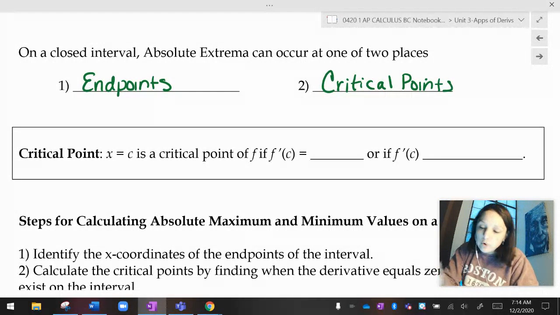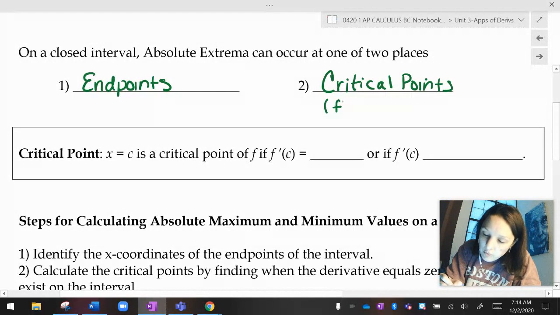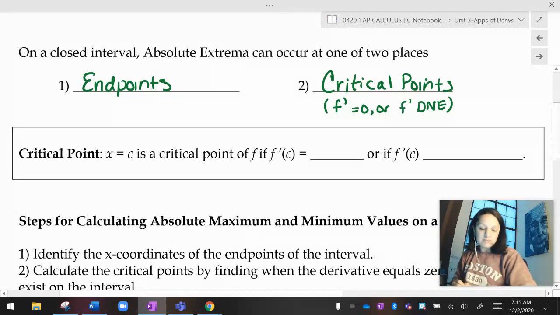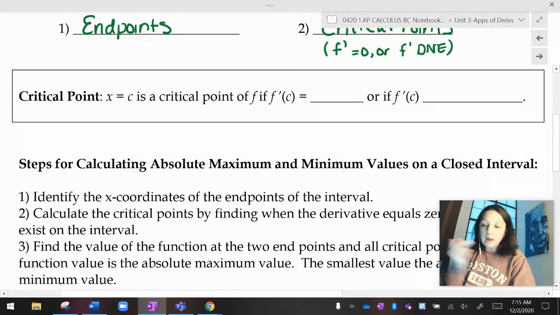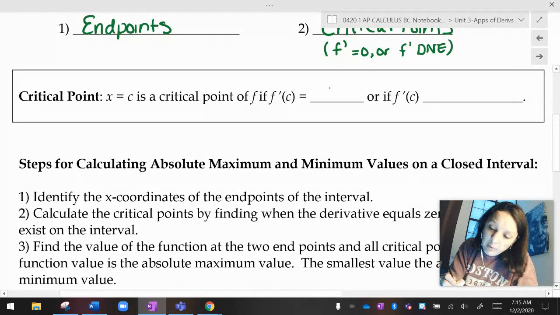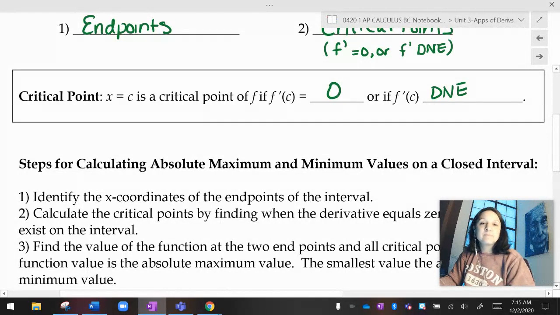So endpoints are critical points, and a reminder, critical points are where your derivative equals 0 or DNE. All right. Oh, look at that. I even had it in a box below. I didn't need to write it there, but it's worth writing it twice. x equals c is a critical point of f if f prime of c equals 0 or if f prime of c doesn't exist. Sometimes I just know too much what I'm going to say.